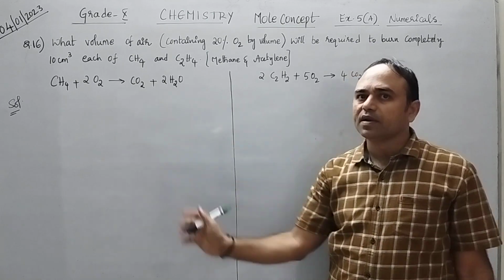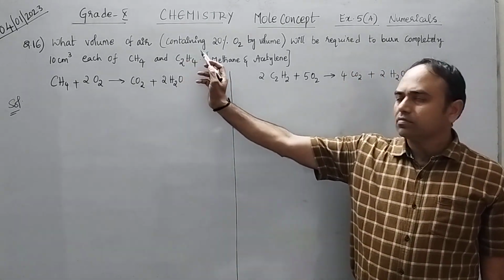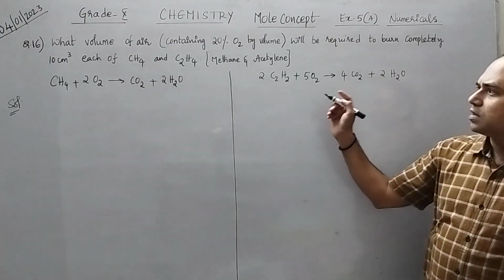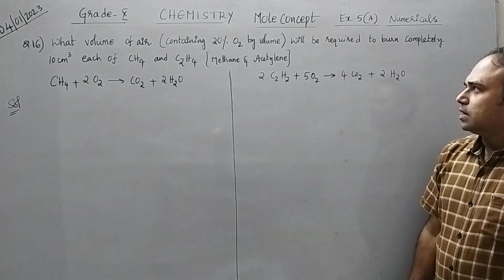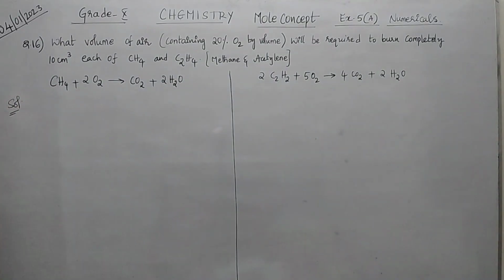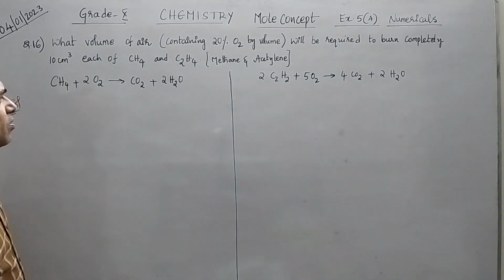Today in this lecture we will complete. Observe question number 16. What volume of air containing 20% oxygen by volume is required to burn completely 10 centimeter cube of methane as well as acetylene? Hope you have understood this. They have given the combustion equation for both methane as well as acetylene. Separately we will solve it.